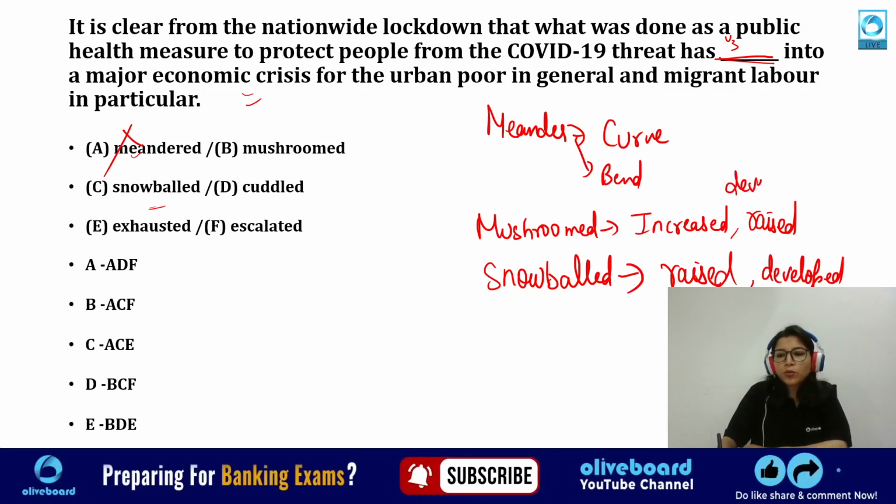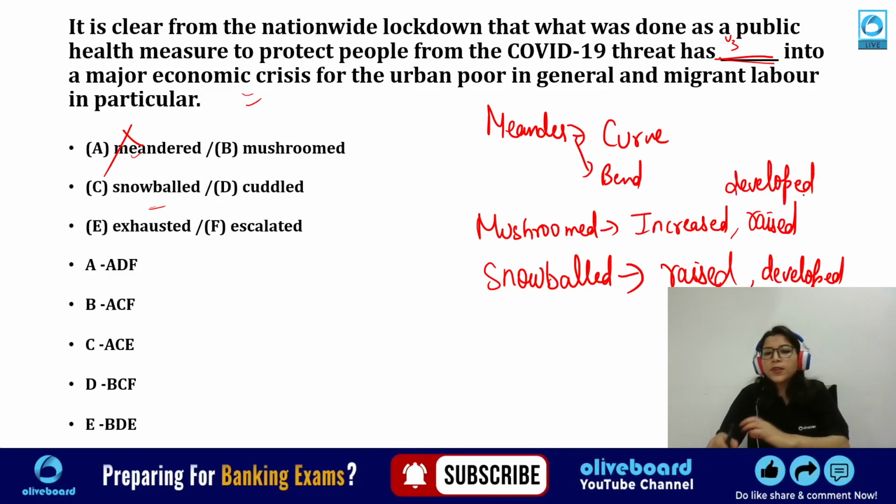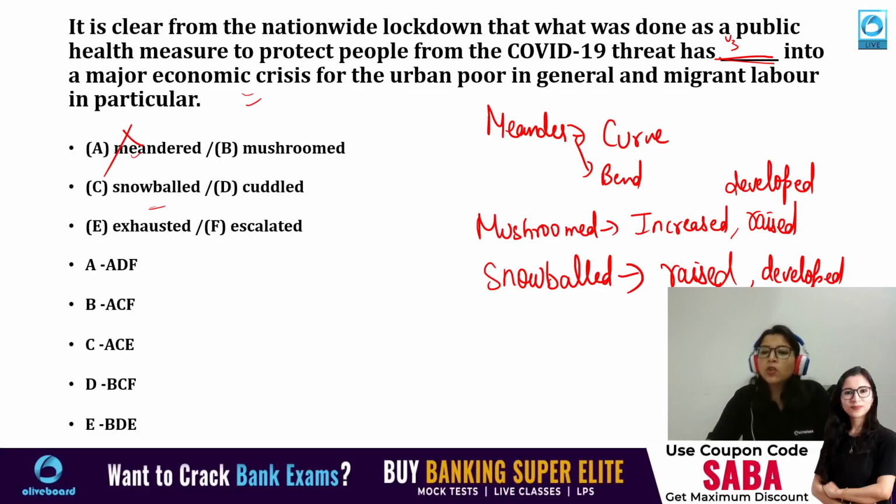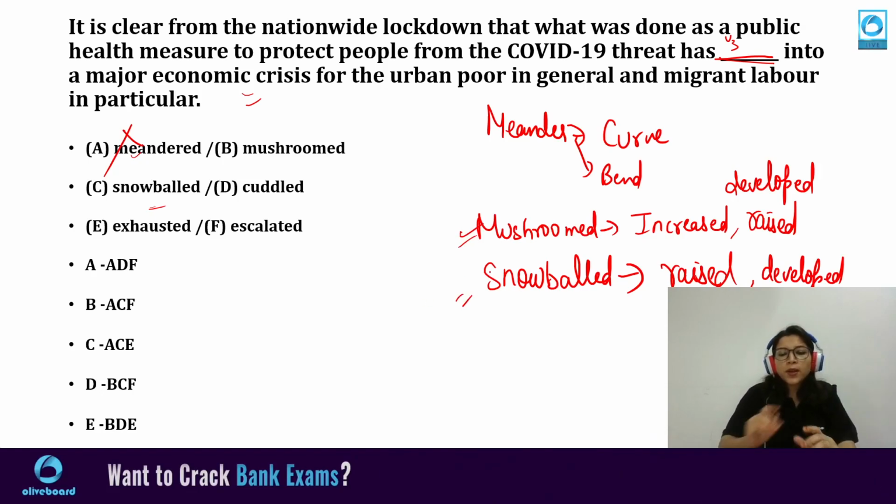This also means develop, mushroom, developed into. So can we say that the nation-wide lockdown has developed into a major economic crisis? Because of that only, an economic crisis was developed? Of course we can say. So mushroom and snowball is the correct.